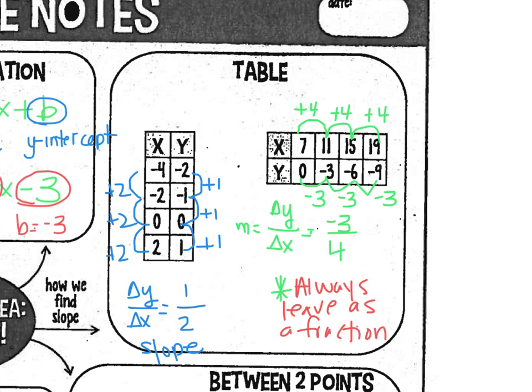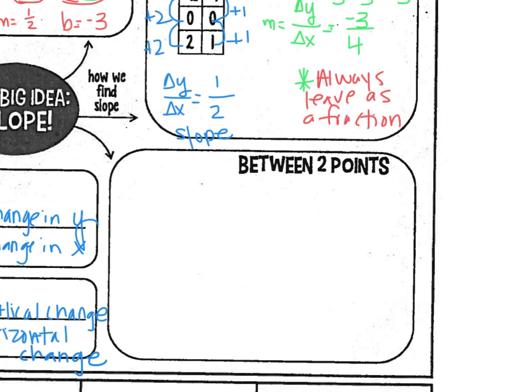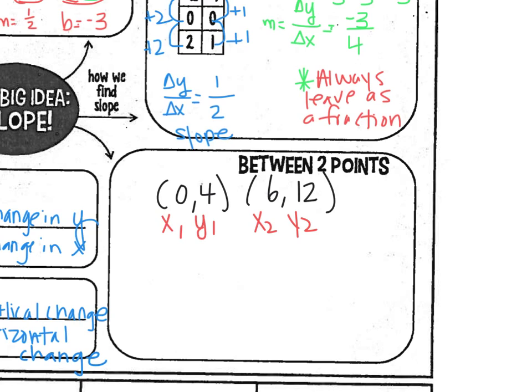Now with a table, we can do this constant change of my y over my change in my x, but what happens if Ms. Singletary gives us 2 ordered pairs? So here, I have an ordered pair, (0, 4), and another ordered pair, (6, 12), just 2 ordered pairs out of a table. This is my first ordered pair, so it's x1, y1. The second ordered pair we call x2, y2.